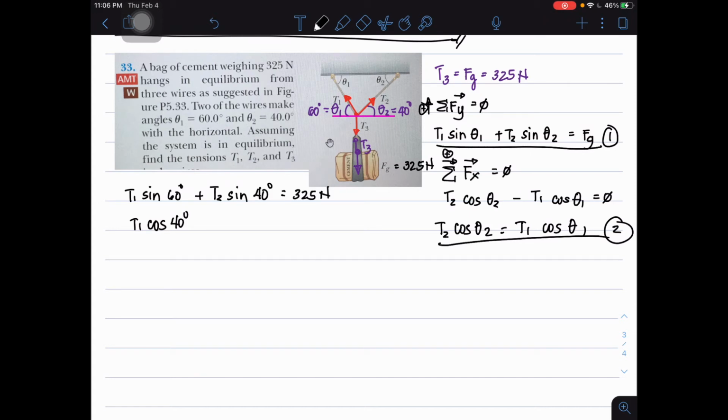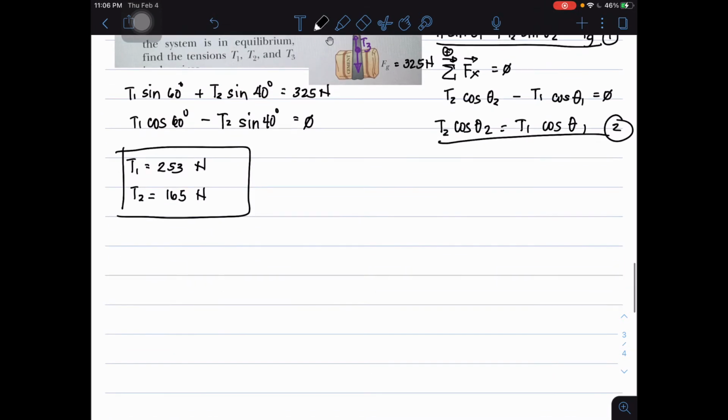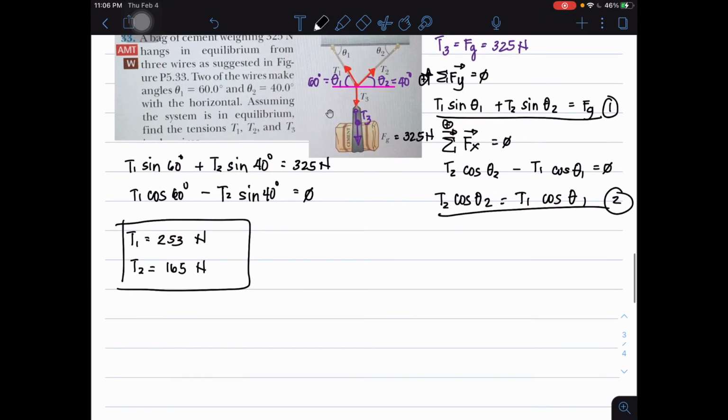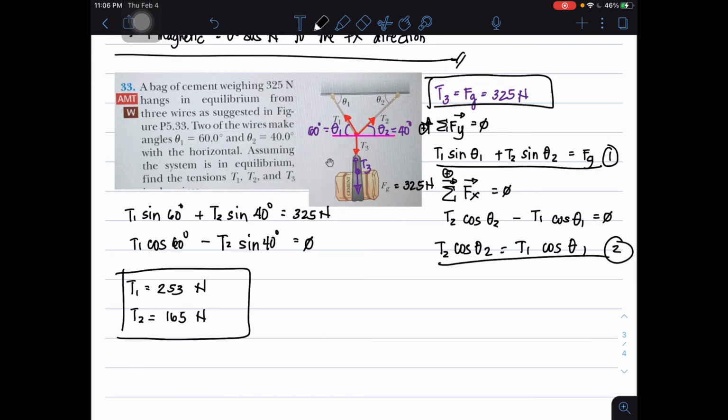Minus, wait, is that 60? Okay, minus T2 sine 40 is equal to 0. So if you apply your algebraic skills by substitution method or elimination method, you're going to have T1 equivalent to 253 newtons and T2 as 165 newtons. And that's it. We also have T3 here: T1, T2, and T3.